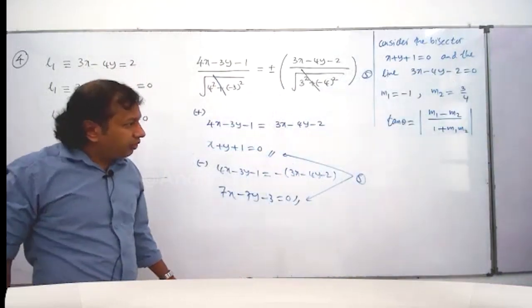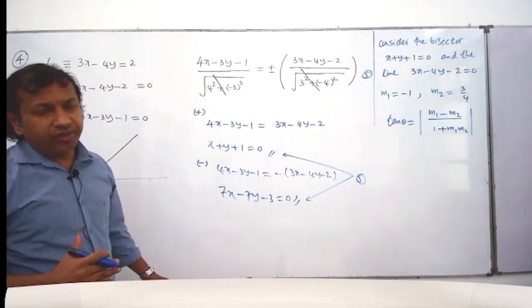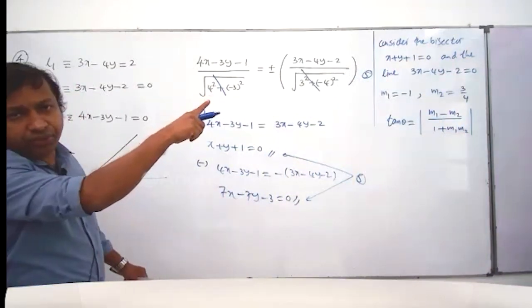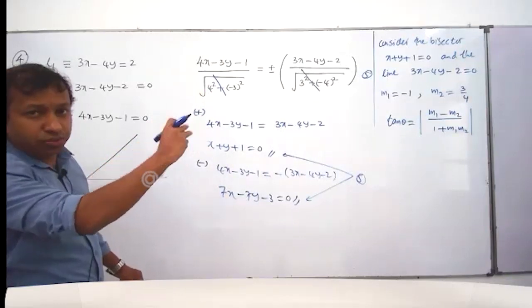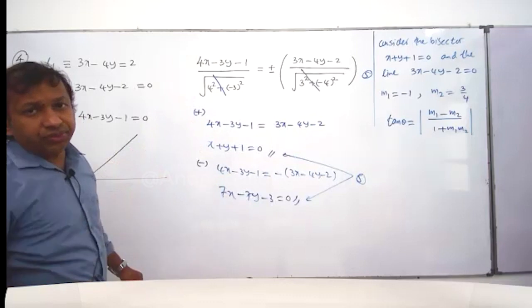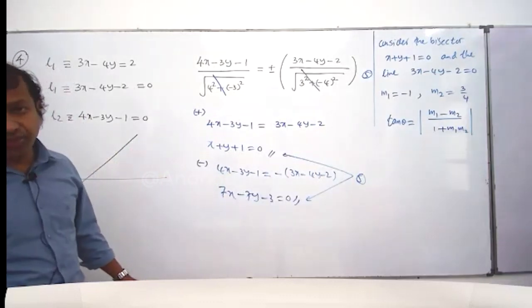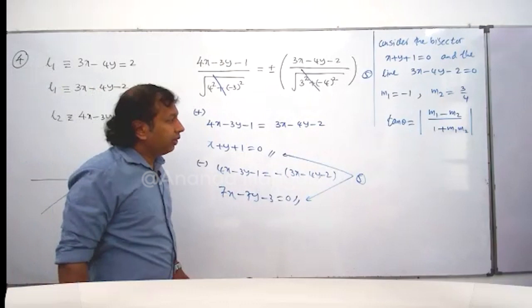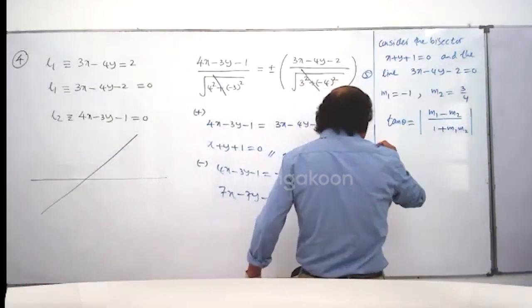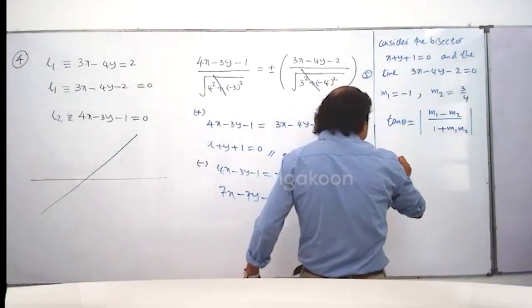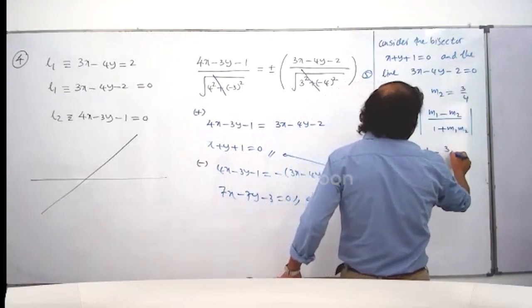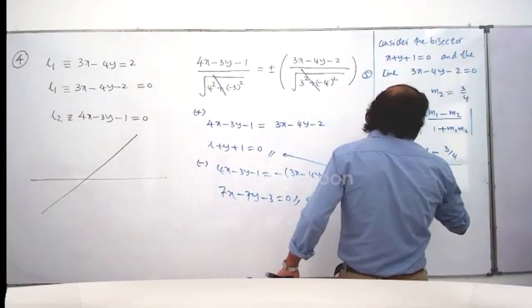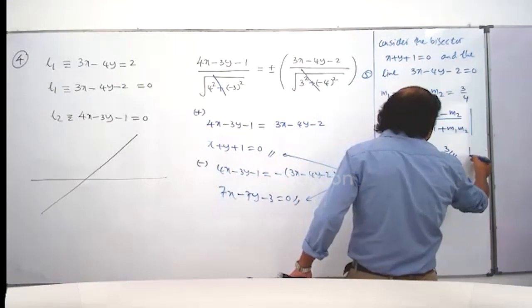If for this tan theta we get the value less than 1, then the bisector we have chosen is the acute angle bisector. If this tan theta is more than 1, the bisector we have chosen is the obtuse angle bisector. That's how we separate. You can remember this. Now I substitute in this tan theta. M1 is minus 1, minus 3 by 4, over 1 plus m1 minus 1, m2 3 by 4.